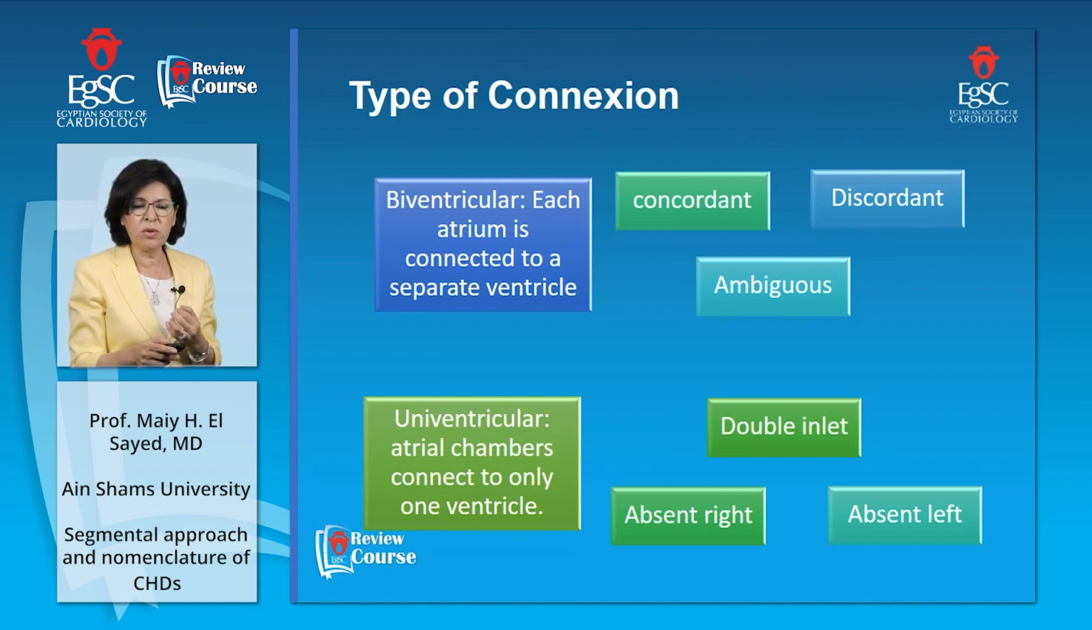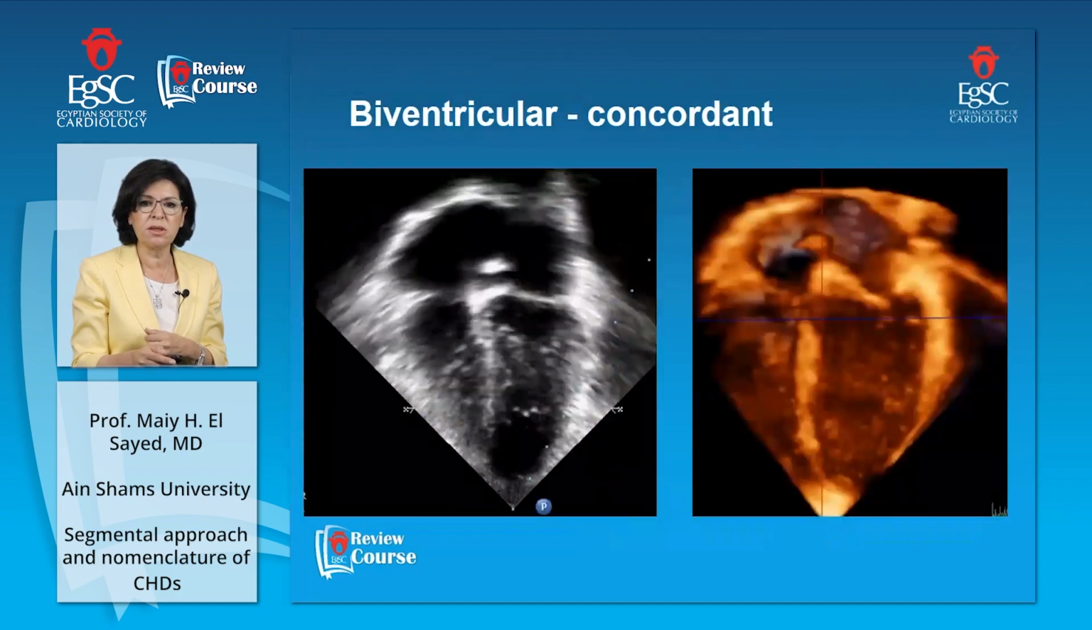And then univentricular, where the two atria are only connected to one ventricle, you have three possibilities also. It's either a double inlet, or an absent right connection or absent left connection, namely tricuspid and mitral atresia.